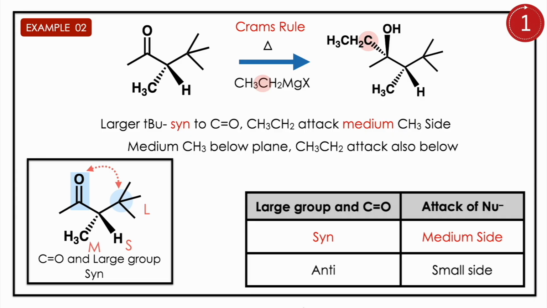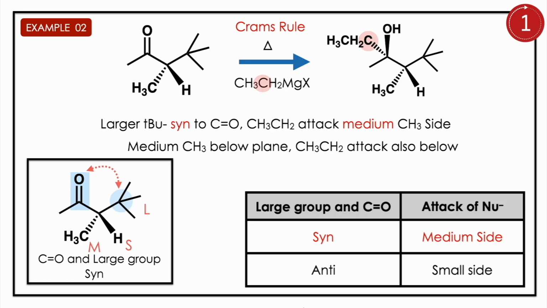Here you don't have any coordinating group. Ketone is there. Alpha chiral carbon is there. The attacking species is a nucleophile. So Cram's rule. According to Cram's rule, we should first find the relation between large, medium and small. First you should label the atoms. Large group is the tertiary butyl group. Small group is hydrogen. Medium group is methyl.